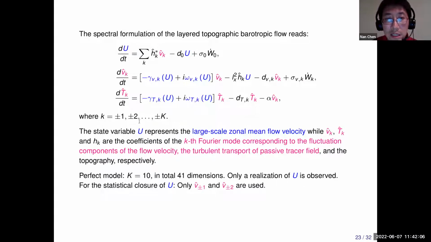And as a test example here, we choose 10 different Fourier modes. So in total, we have 41 dimensions because we have real and complex parts. And only a realization of U is observed. Just want to mimic the realistic case, we observe the large scale features. And we have no observations of v and T here. And when we build the statistical correlation model, previously we said we have Y1 and Y2. Now Y1 only contains v1 and v2, and Y2 contains v3 to v10. So we want to see if we just keep two modes, how good we can approximate the larger scale features and how they will give us some feedback to the small scale or unresolved modes.